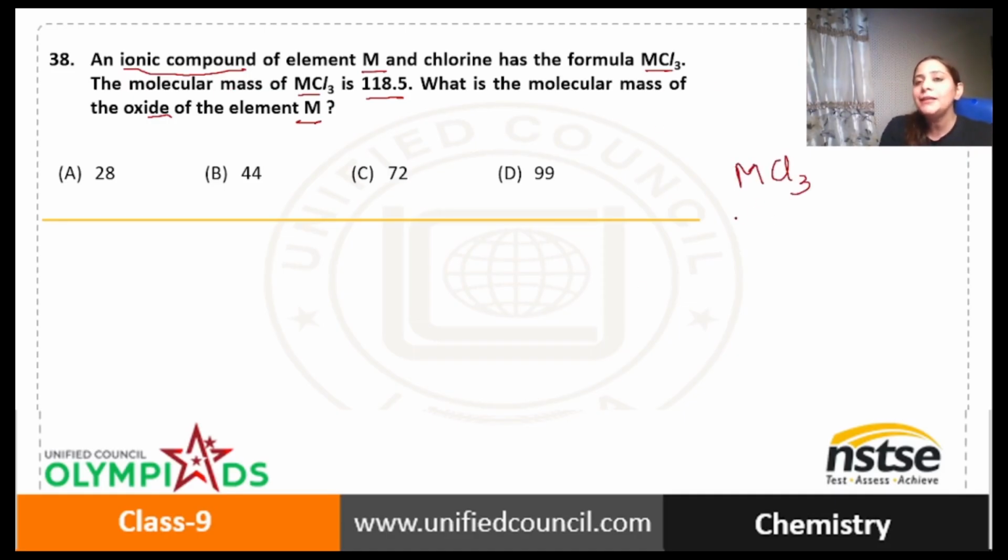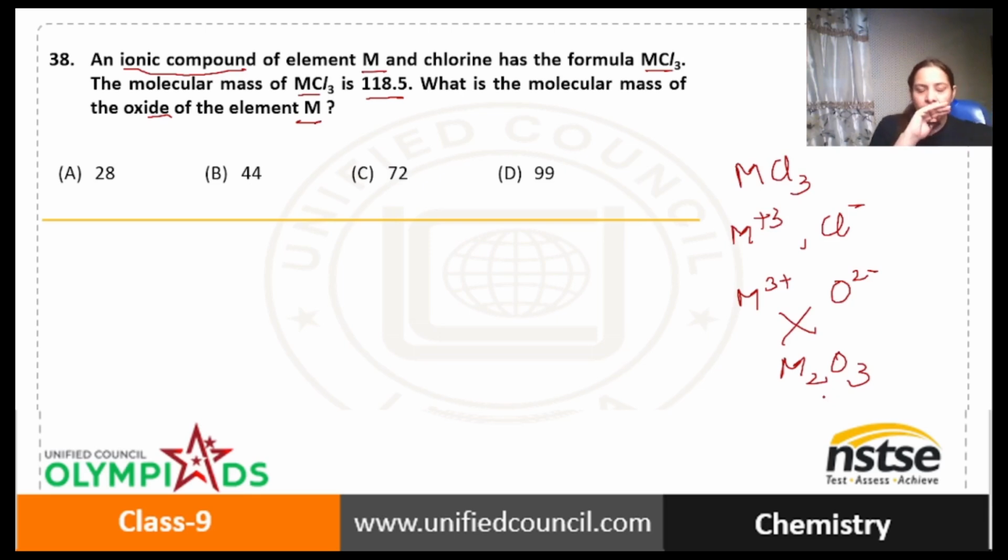Now if the formula is MCl3, definitely the metal valency would be M3 positive, and in this, chloride is used, that is Cl negative. If we wish to make its formula for oxygen, it will use the same valency, and oxygen we know exists as the oxide ion O2 negative, so the formula would be M2O3, because we have to make the same formula using its valency as shown in MCl3.